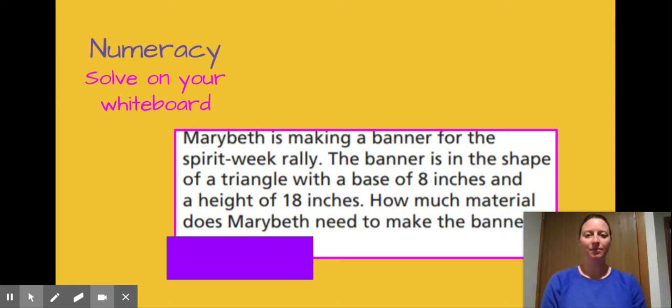Our numeracy for the day is this word problem. Mary Beth is making a banner for the Spirit Week rally. The banner is in the shape of a triangle with a base of 8 inches and a height of 18 inches. How much material does Mary Beth need to make the banner? Take some time to pause and figure it out.